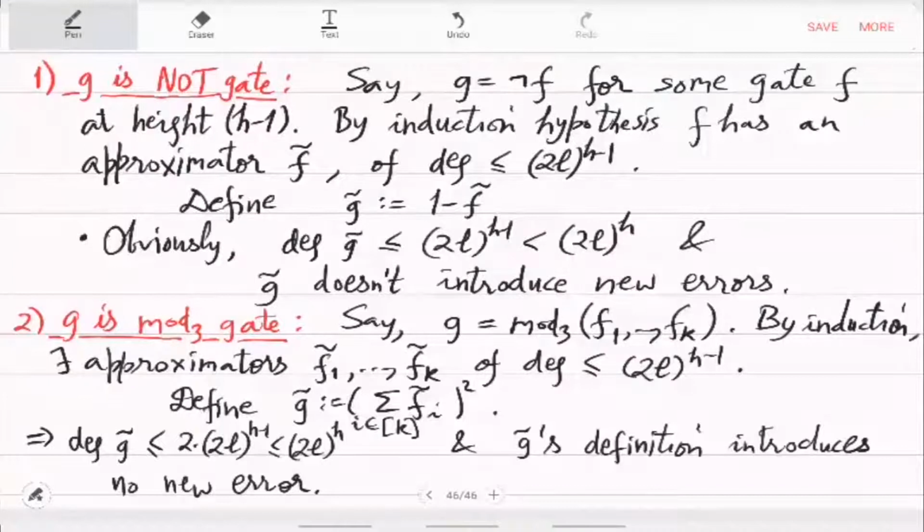Because if g was 0, so mod 3 value of f1 to fk, if it was 0, then g tilde will evaluate to 0. If it was 1, then it will evaluate to 1. And if it was 2, then g tilde will evaluate to 1. Right? So 0 is mapped to 0, 1 and 2 is mapped to 1. So that's the correct polynomial. So that's the second kind of induction step.